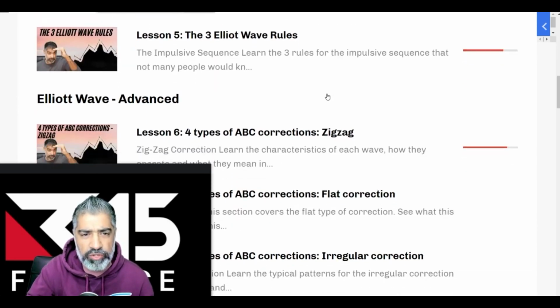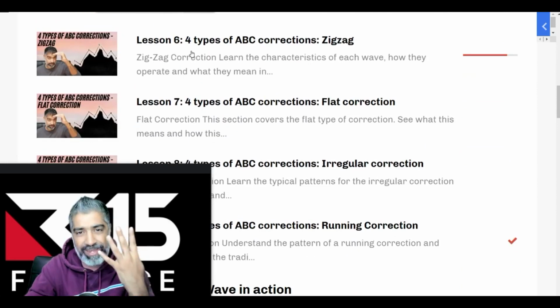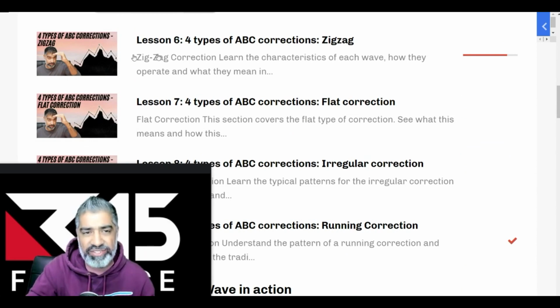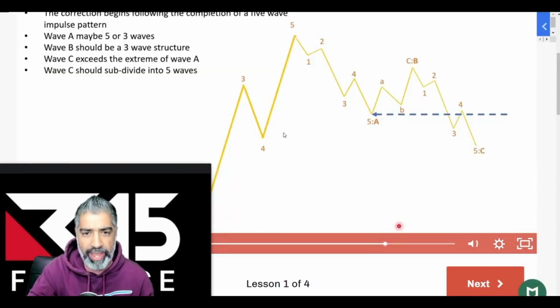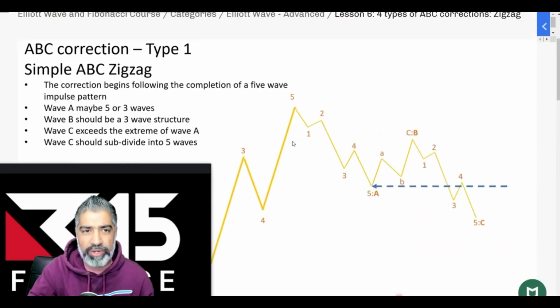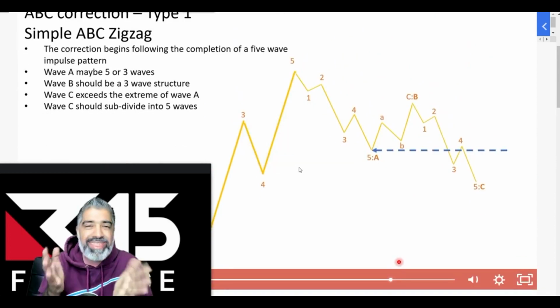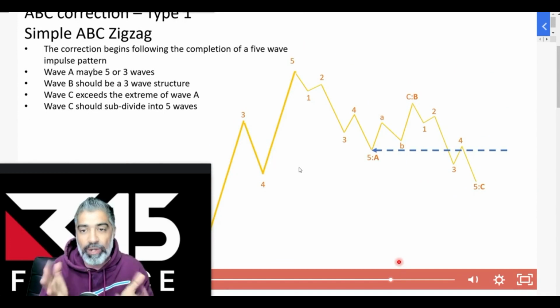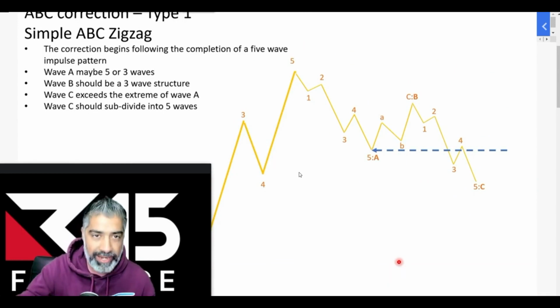What we're really going to focus on is lesson 6, four types of ABC corrections. Lesson 6 is really about the ABC zigzag. It's the most common type of correction, and I just want to show you the visual. The video goes over it in detail, but I really want to go over the visual so we can see: is Ethereum looking like this? Is it looking like this? And if so, what's likely to occur next?